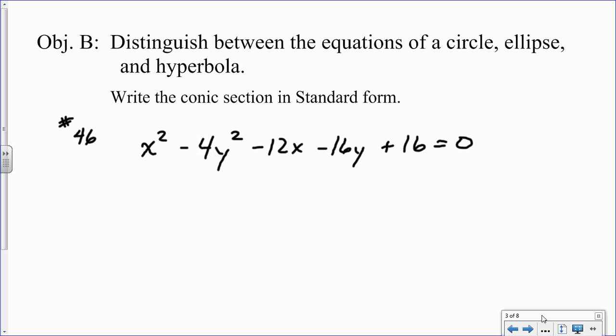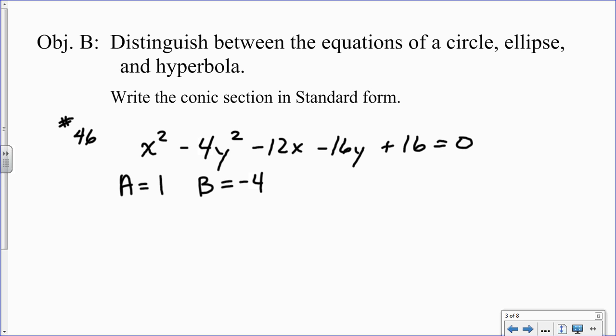Right, we use the coefficients of x squared and y squared to tell whether it's a circle, ellipse, or hyperbola. All right, so what's the coefficient of x squared? 1. The coefficient of y squared is negative 4. So A and B, like capital A and B, so we're not confused with little a and b.